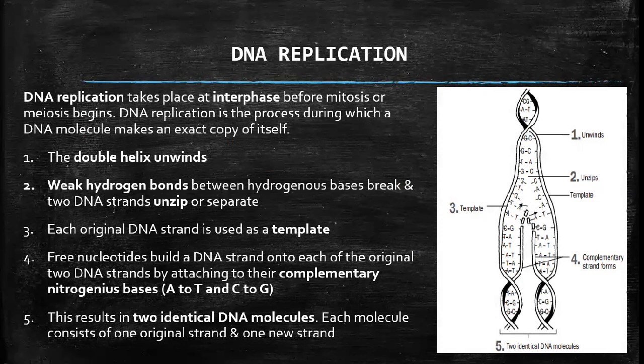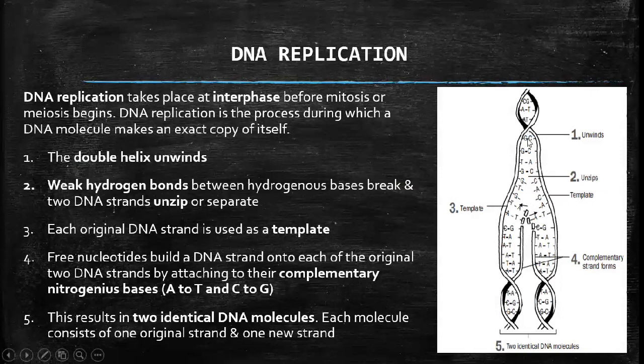Okay, now the first thing that has to happen is for the structure to unwind. So the double helix unwinds. You see here, the structure unwinds. Okay, it opens up. Now what happens is that the hydrogen bonds, the weak hydrogen bonds, guys, I'm going to emphasize that again. The weak hydrogen bonds between the nitrogenous bases, I made a mistake, they're not hydrogenous bases, they are nitrogenous bases, they break, okay? Because they're weak, so they break. And the two DNA strands unzip or they separate.